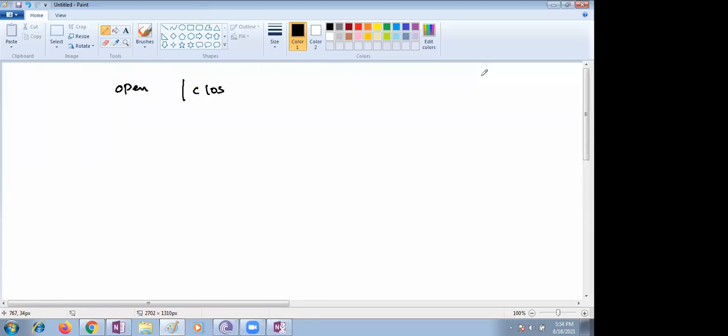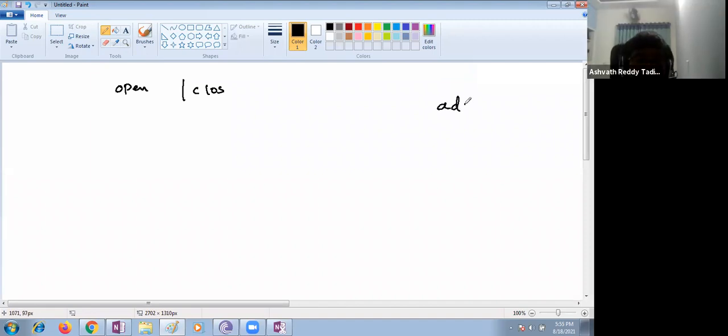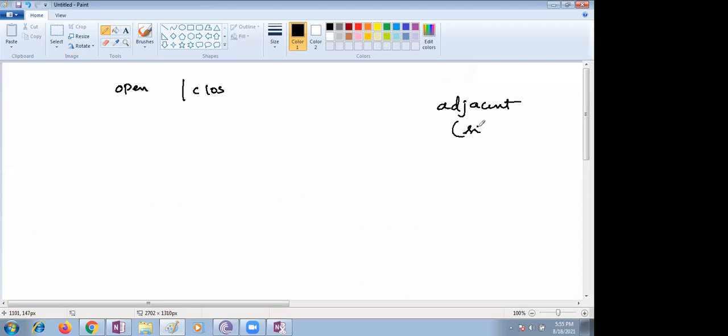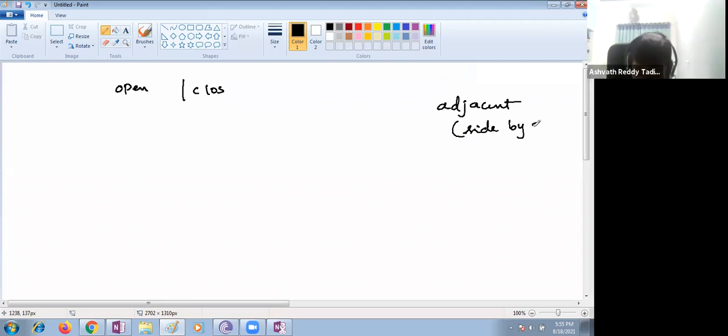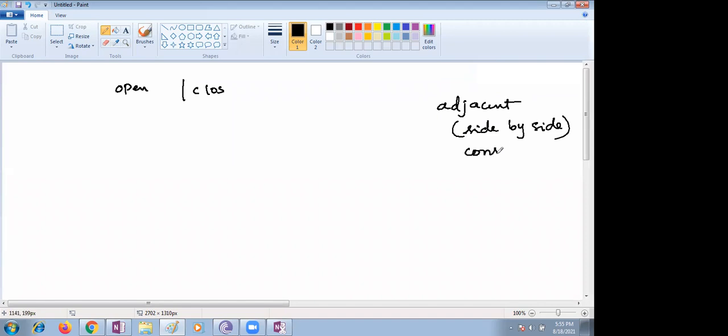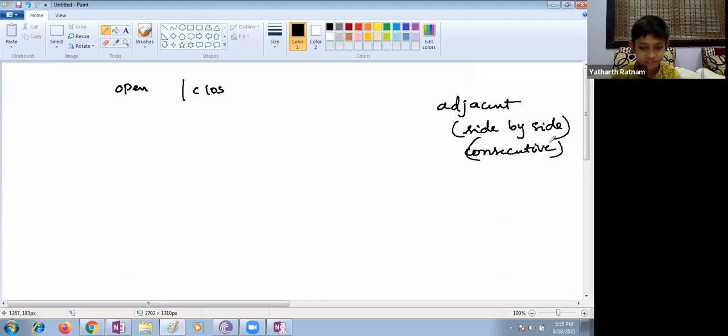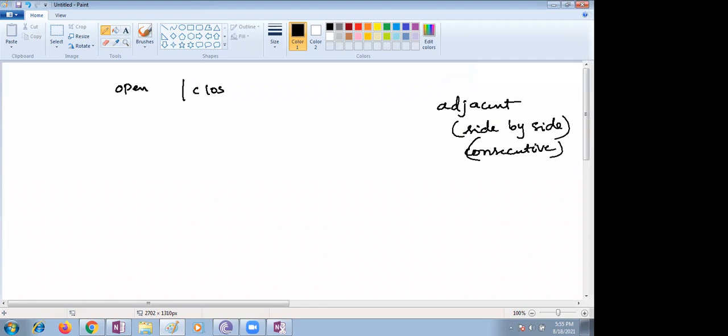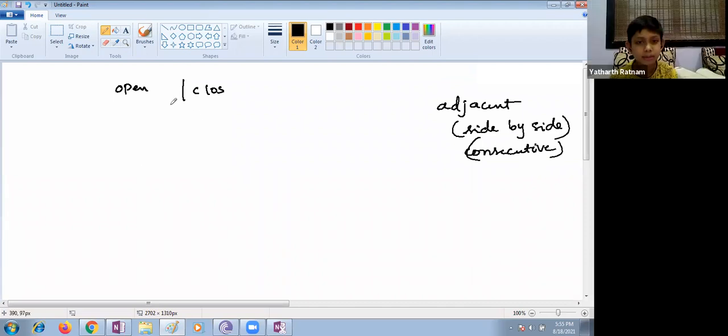Adjacent, Nana. Can you tell the definition again, ma'am? Adjacent means side by side, Nana, like consecutive. Non-adjacent means which are not side by side, opposite, like A and C, ma'am. A and D. Yes, children.